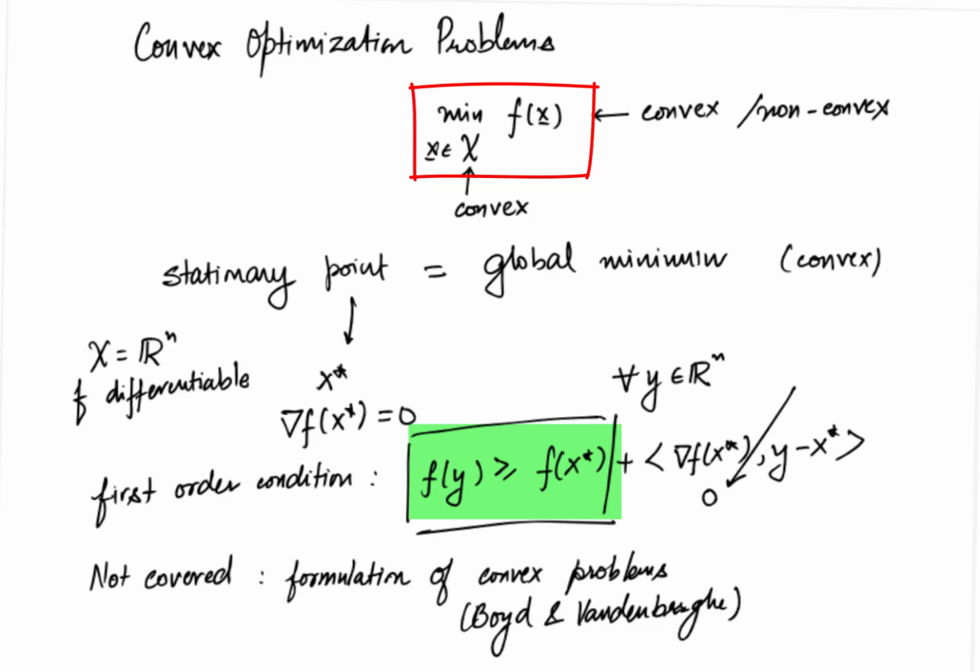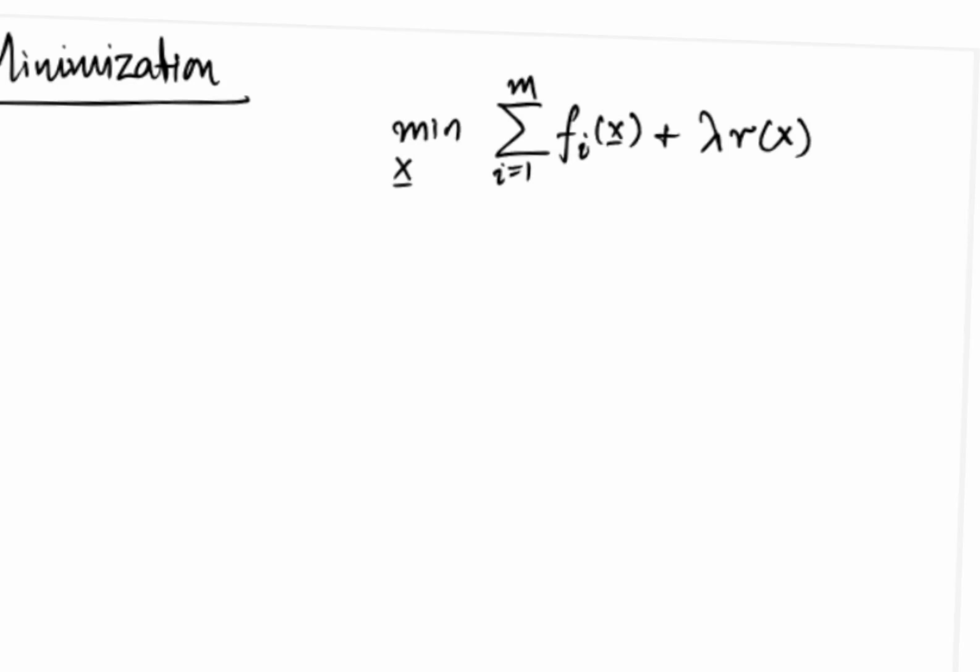Let us look at some examples where convex optimization problems of the form discussed here arise. A common framework is that of empirical risk minimization, where we are minimizing a sum of several functions f_i of x plus lambda times r of x. Here r is the regularizer, f_i is the loss function or risk function. This problem has a parameter lambda which is greater than or equal to 0. These loss functions arise from some data that we have stored and i is the index of those data points.